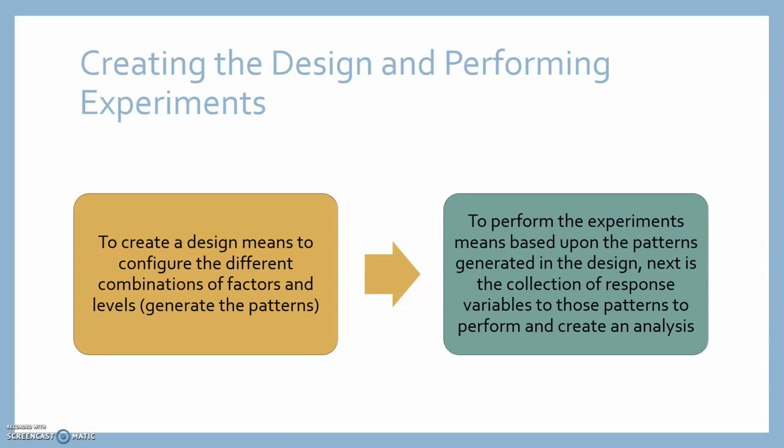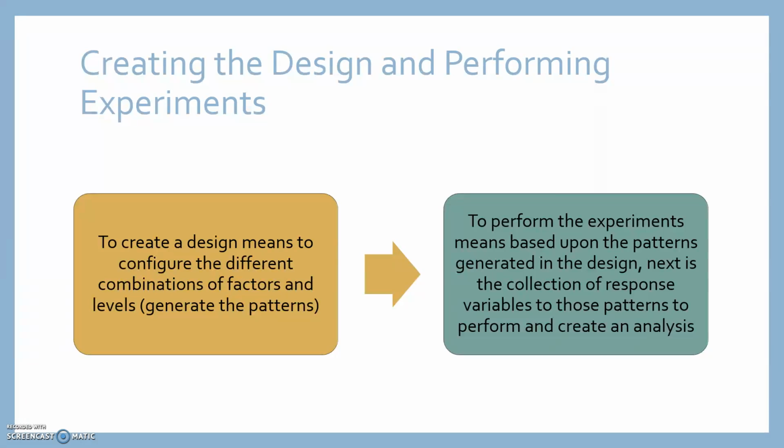In a full factorial design, we would come up with all possible patterns given our factors, but it is preferable to gain the most statistical information from the fewest trials possible, because it is generally less expensive to do fewer trials. Once the patterns are determined, to perform the experiments means to collect response data for those patterns that were generated in the design. The results, consisting of the response variables, are recorded.